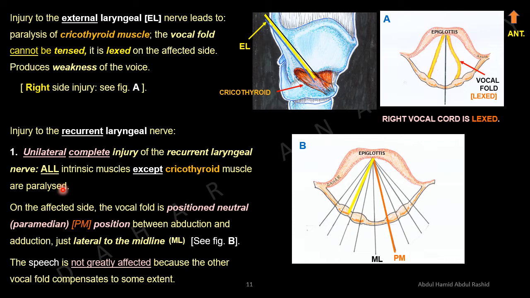So the position of the vocal cord, vocal fold, will be in neutral position, that is paramedian position between the abduction and adduction. So the vocal fold and vocal cord will be just lateral to the midline. The speech is not greatly affected because the other vocal fold will compensate to some extent.